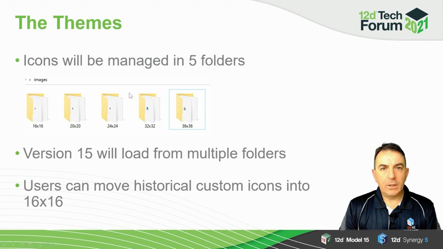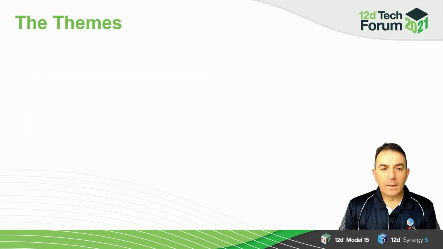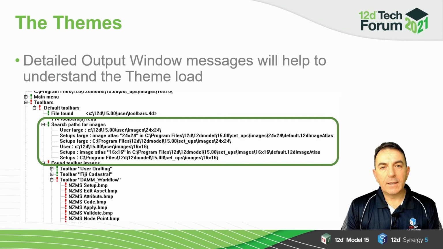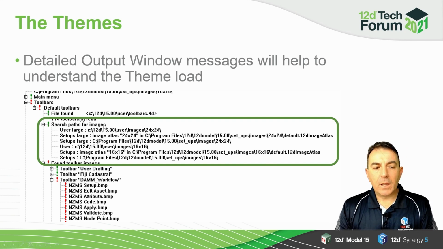So existing users can just move all of their own custom historical toolbars into the 16 by 16 folder, and 12D will just load those on any size profile. As I say, it'll just upsize if required. And because we're going to be loading from multiple different locations, if you want to understand where it's getting these particular image files from, then in the output window, every time you activate a switch or load up a theme, it's going to give you a really detailed message in the output window as to what's happening with the theme, where things are loaded, and it'll also tell you if it can't find any particular toolbar images that it needs to load up that particular theme.